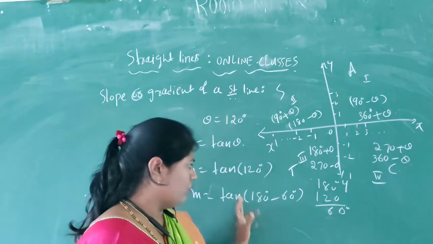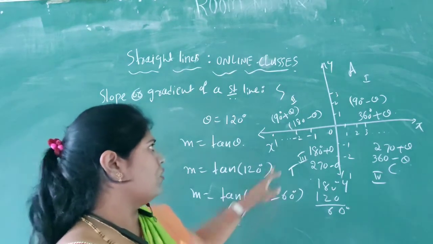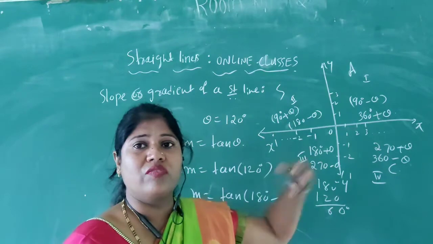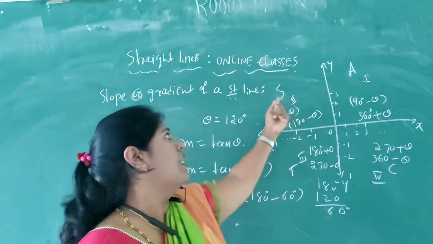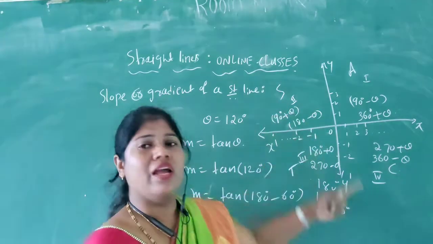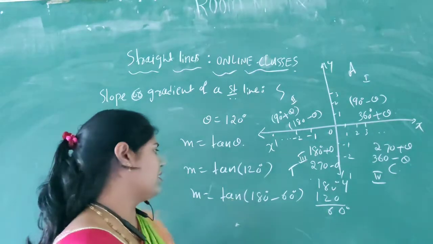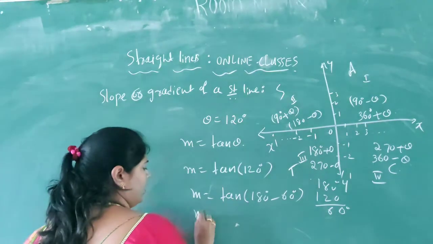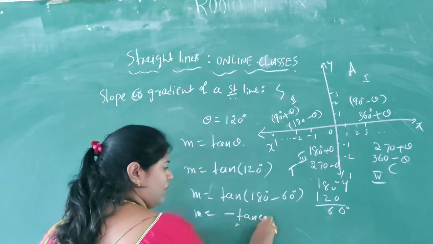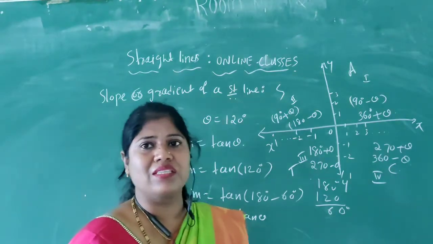So for that we should check tan of 180 degree minus theta. This 180 degree minus theta is in the second quadrant. In the second quadrant, which ratios are positive? Sin theta and its reciprocal are positive. So here it is tan theta, so m is equal to minus tan theta, because if it is 180 degree, the trigonometric ratio remains the same.